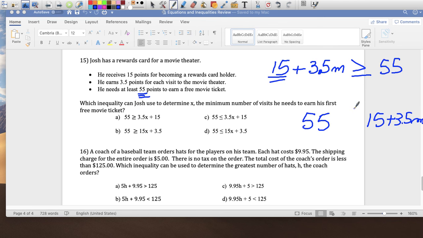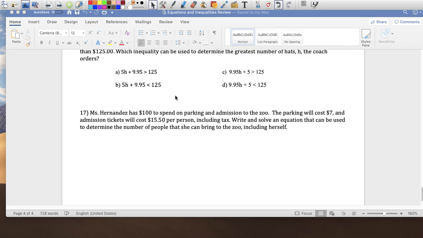Now, if I switch sides, what should I do with the sign? I should flip it. Well, let's see if there's anything that looks like this. Well, 55 and something that says 15 plus 3.5 variable. Well, this does, but the sign is wrong, so this is not it. This one has a variable with the 15, so that's garbage. This one has the variable with the 15, so that's garbage. So it's either between A or C. C has the right numbers. 55 less or equal to, 15 is by itself, and the 3.5 has a variable. So we want C.